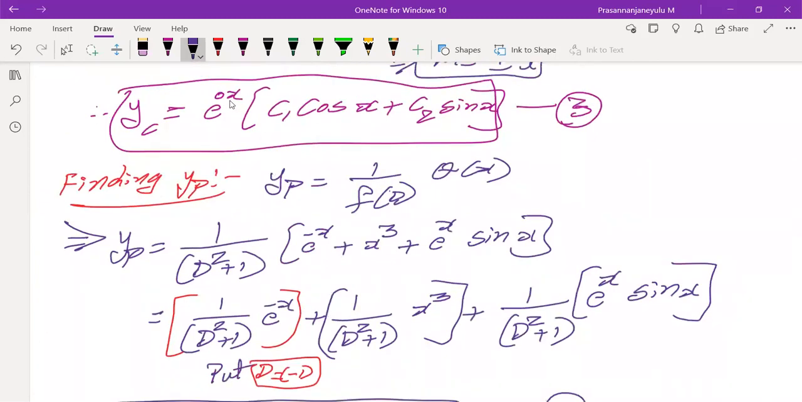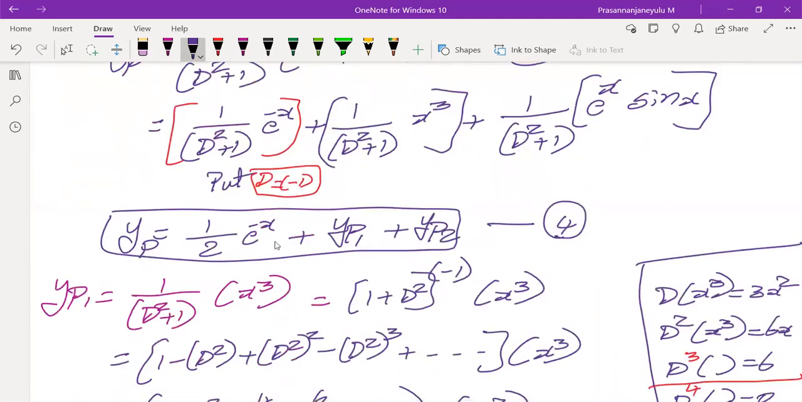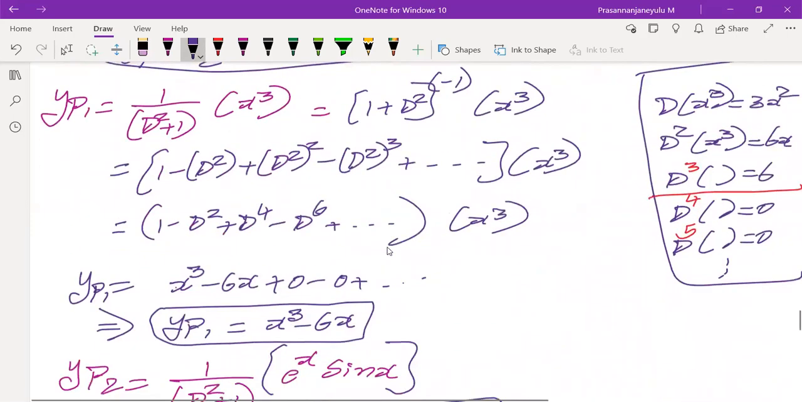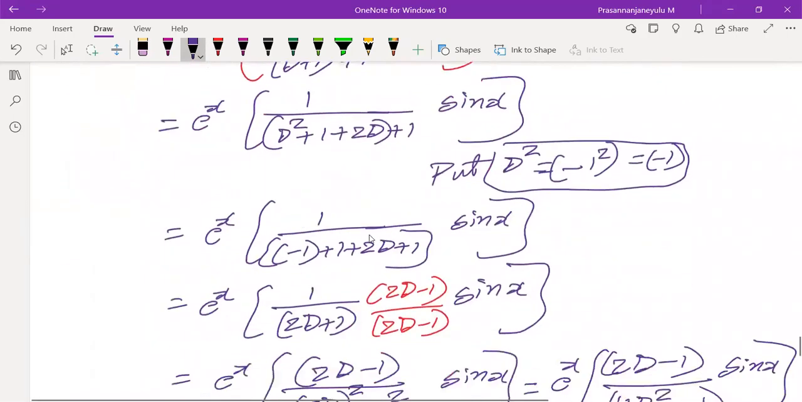Sir, what about e power 0x? e power 0x is nothing but 1, and 1 into anything is that thing only. So yp is 1 by 2 into e power minus x plus yp1 plus yp2. yp1 is x cube minus 6x, that I'll write.